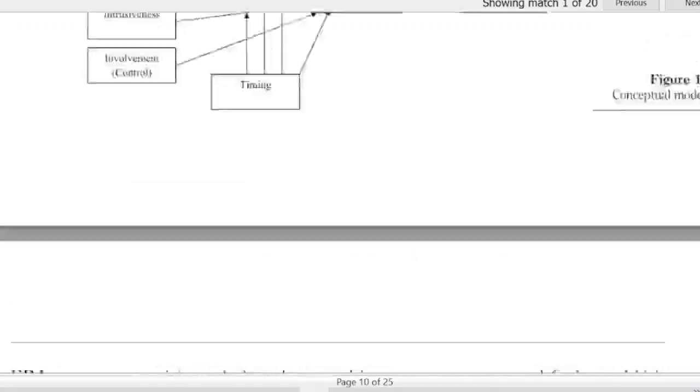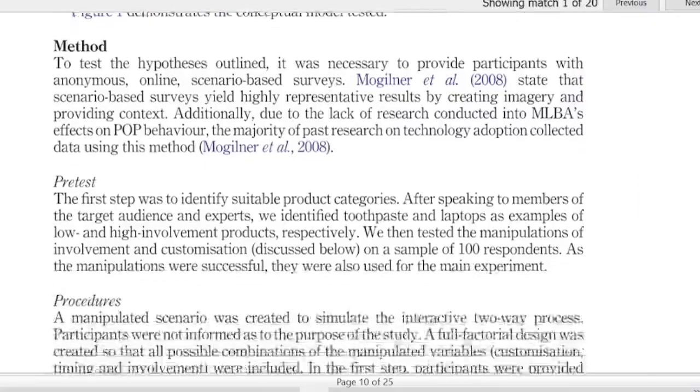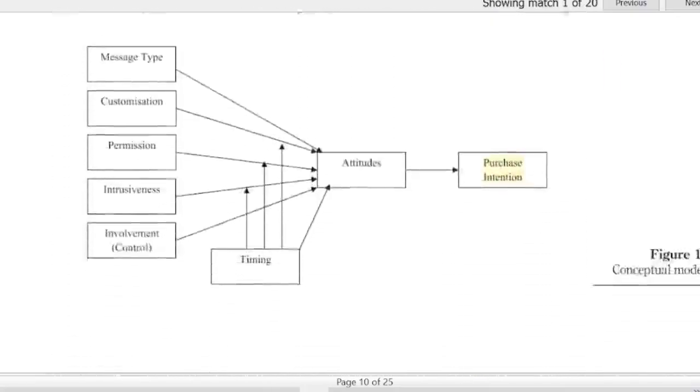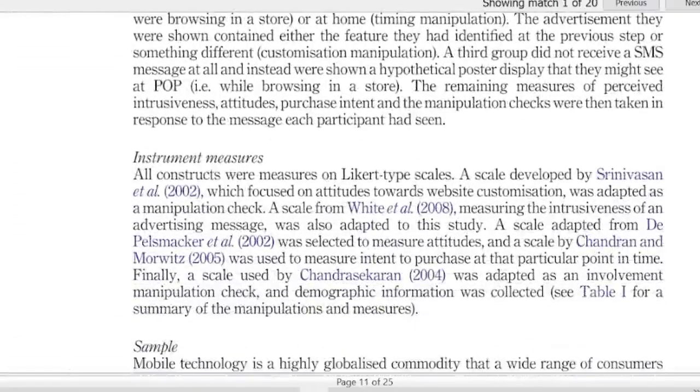Here we are on the methodology section. Now, methodology might be named differently in different papers. Sometimes it's called methodology, sometimes it's called procedures. Here it's called method. So within the method section, they have a subheading that is related to instrument measures over here. You can have a look at this instrument measures over here. Now, within this paragraph, they have given the details of where they have adapted the scale from.